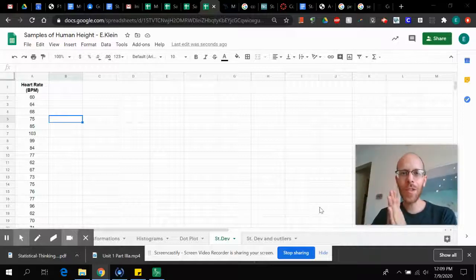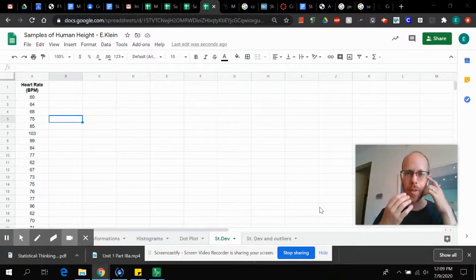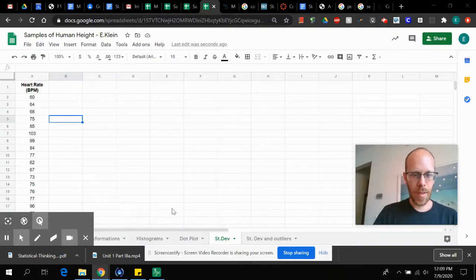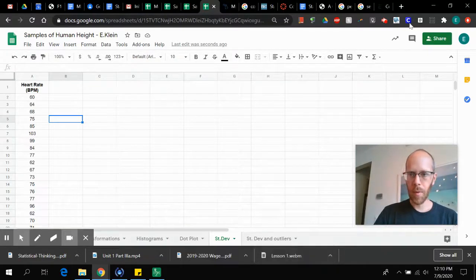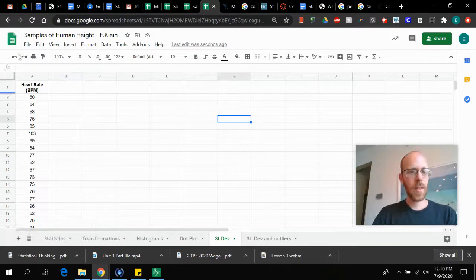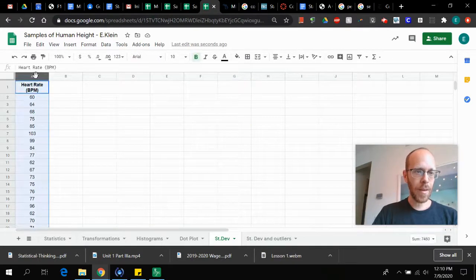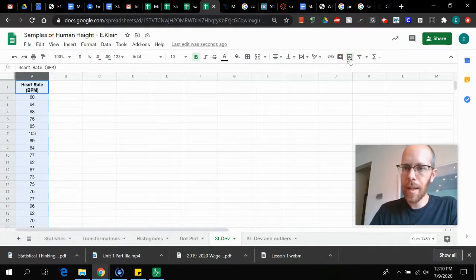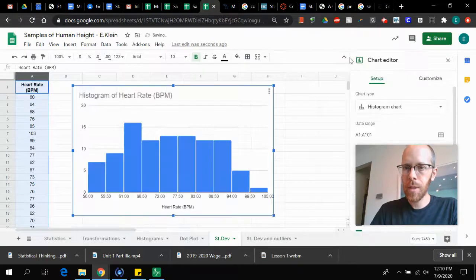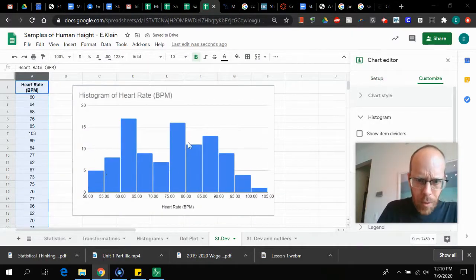Hey everybody, let's use Google Sheets in order to calculate the spread or the standard deviation of the data set. I am using the same document that we have been working with for a while here, the samples of human height, and I've gone to the tab that says standard deviation, and I'm working with this data set right here, heart rate, and I want to get kind of a sense of what the distribution looks like, so I'm going to click on chart.